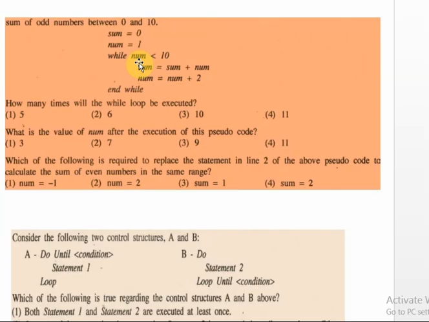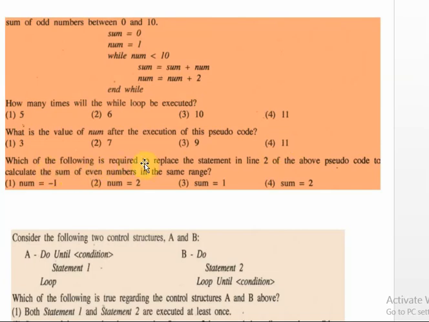What is the value of num after the execution of this pseudocode? What is the value of num? Now what will happen? Num is 1, it is running, becomes 3, it is running, becomes 5, it is running, becomes 7, it is running, then it becomes 9, then it runs, then again this, after it becomes 11 also go and check, right, then only the condition is false. When this becomes false, num is holding 11, right. So this is the answer.